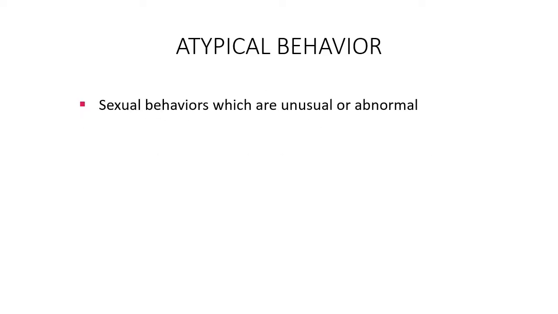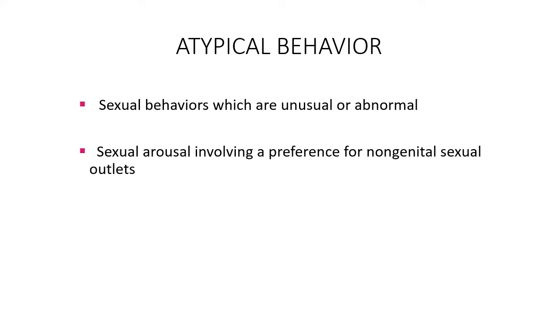Let's look at it then. We're going to look at the paraphilias, mainly looking at how we get atypical behavior, so sexual behaviors that are unusual or abnormal. Typically this is going to involve sexual arousal involving a preference for a non-genital sexual outlet.